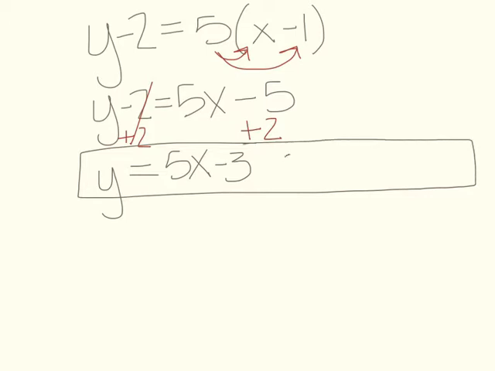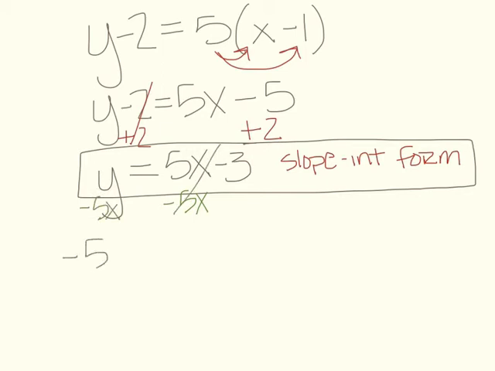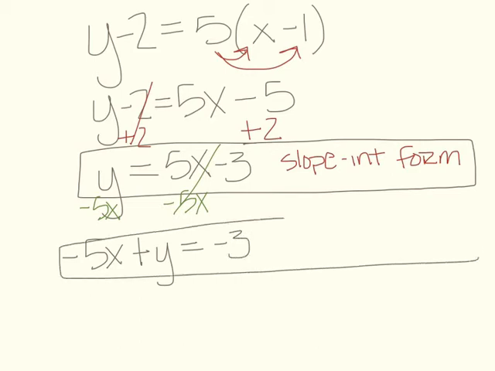So here's slope-intercept form. All right, now I would like to get into standard form as well. So remember, standard form is just having the x and y values on the same side of the equal sign. So if I keep going and subtract 5x from both sides, I'll end up with a negative 5x plus y equals negative 3. And that is standard form.